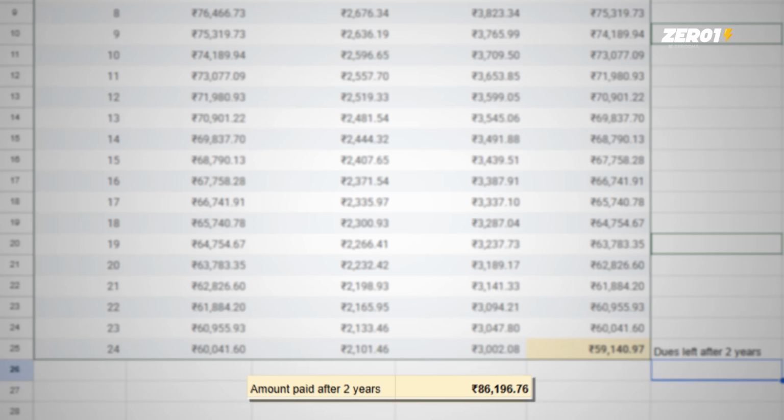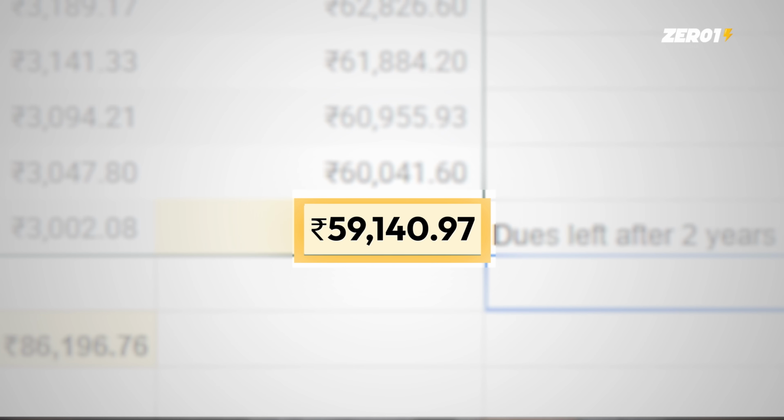Now let's suppose you pay the minimum due for the next 2 years. You'll pay about 86,000. तो हो गया debt free? No. You'll still have 60,000 rupees left. This is the interest. 60,000 more. You could have covered another chotu gaadi in that.